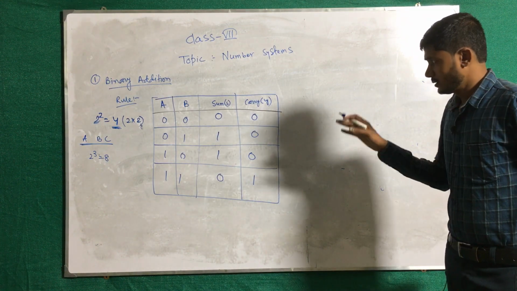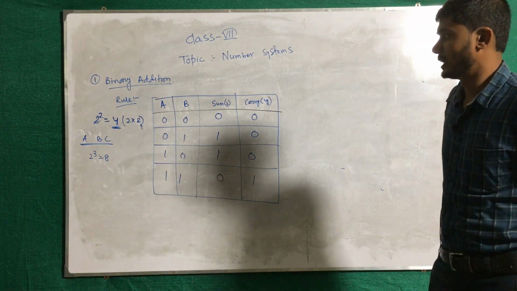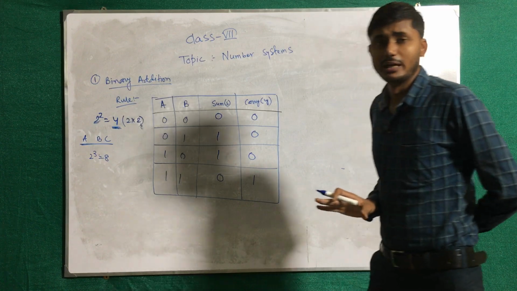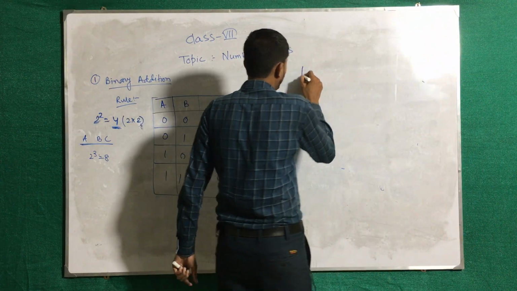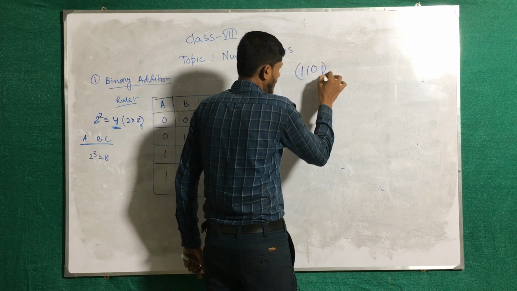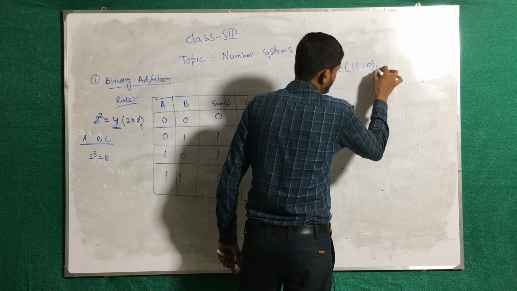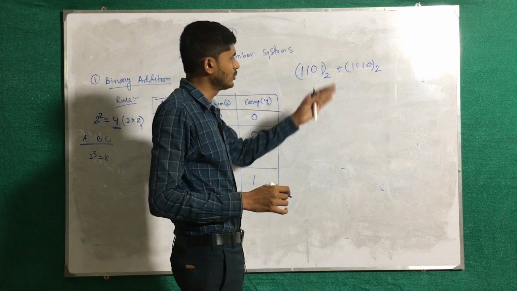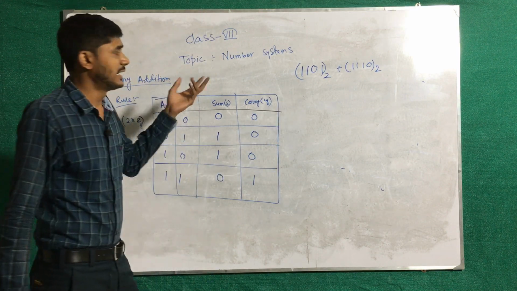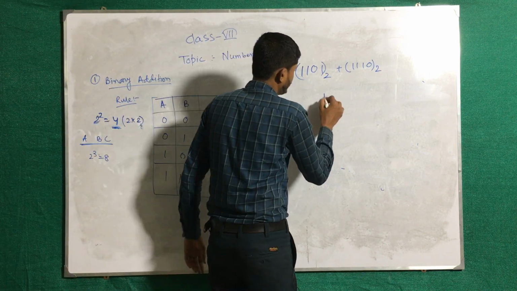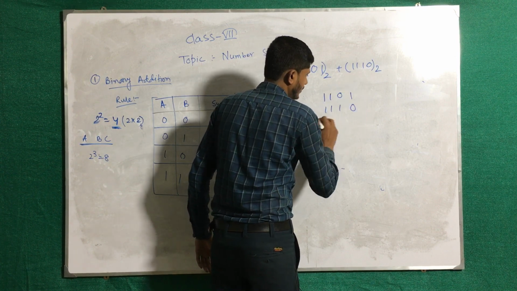Now I will take an example of how to perform binary addition with the help of this particular table. So the example is, suppose 1101 base 2 plus 1110 base 2. We will add the two numbers with the help of binary addition. Suppose the first number is 1101 and the second number is 1110.